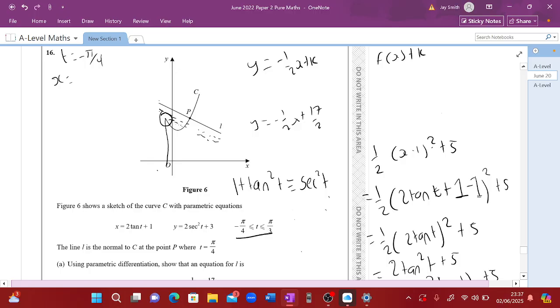Add 1. I'm just going to put that into the calculator. I'm not going to show the substitution, just to make more room. So 2 tan of minus pi over 4, that's going to be minus 2 add 1. That's going to be minus 1.